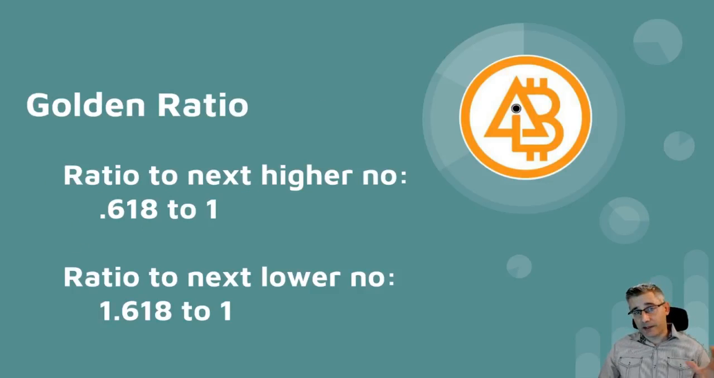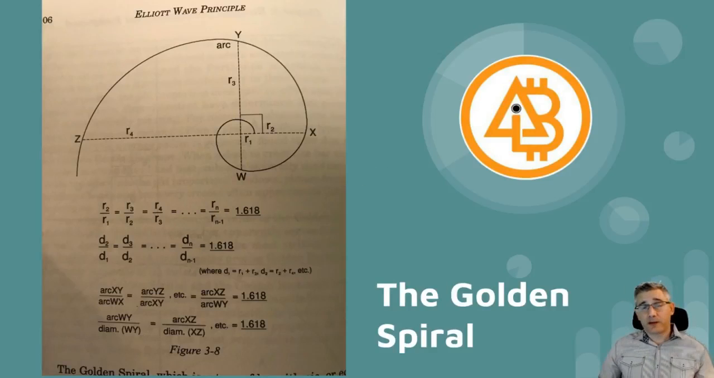So what they found is there was a very predictable ratio between any number and the number next to it to the right, or the number next to it to the left. The ratio to the next higher number is 0.618 to 1, and the ratio to the next lower number is 1.618 to 1. Now here's where it gets interesting.